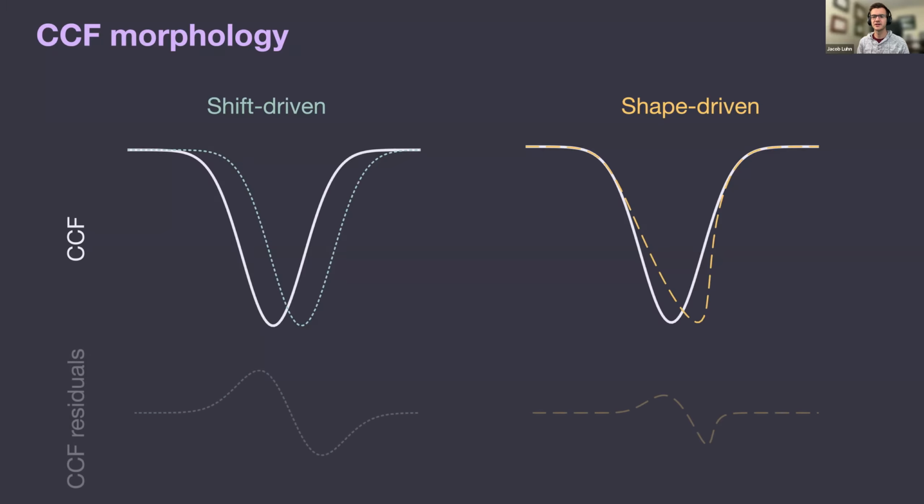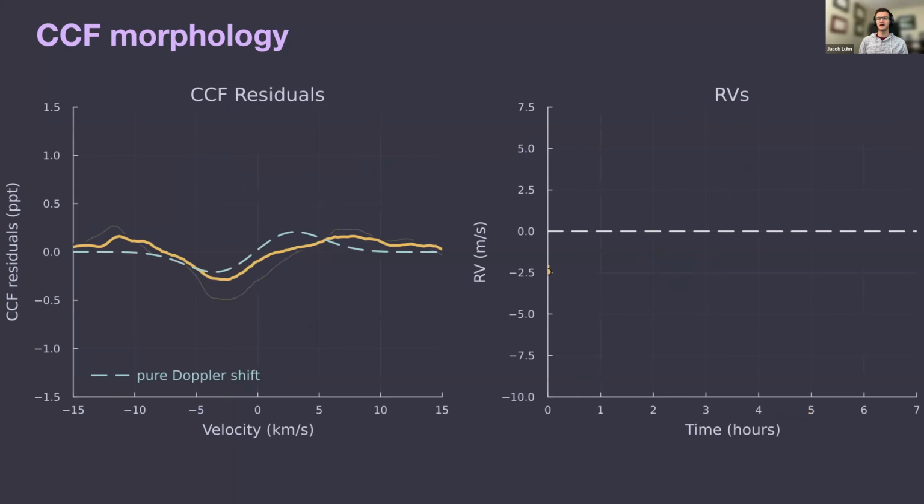But we can look at the residuals to a mean CCF for all of our observations to see how those behave as well, comparing this pure Doppler shift, which is, I guess, anti-symmetric, or however you want to describe it, versus the shape-driven, which still contains this perturbation, and these portions are unequal. And so we can perform that for our observations. And that's what I'm showing here.